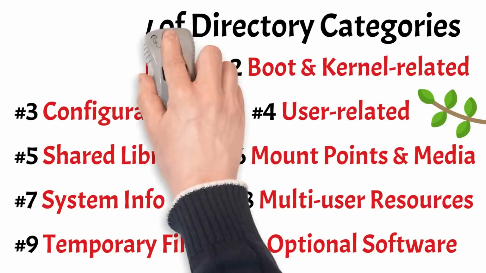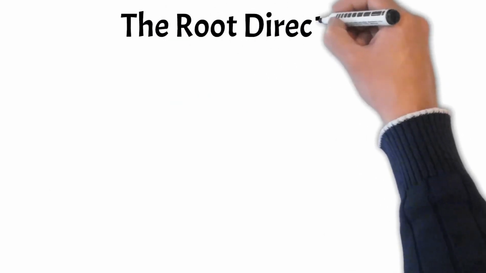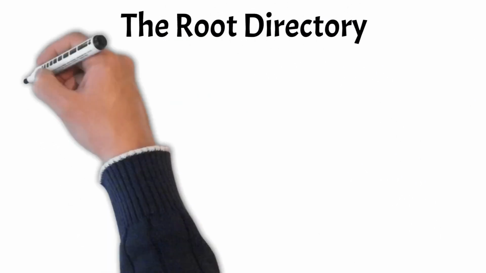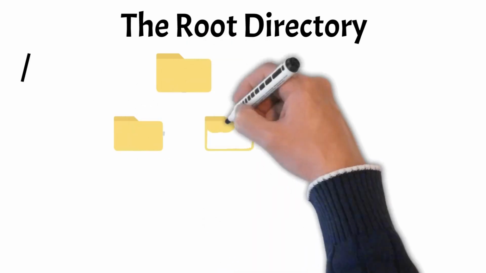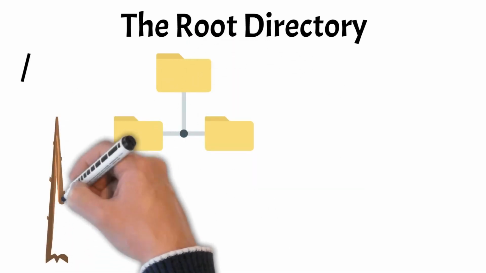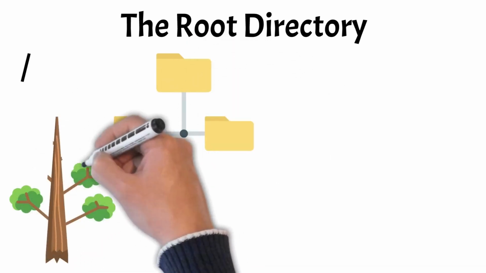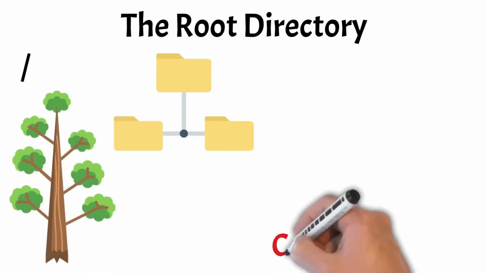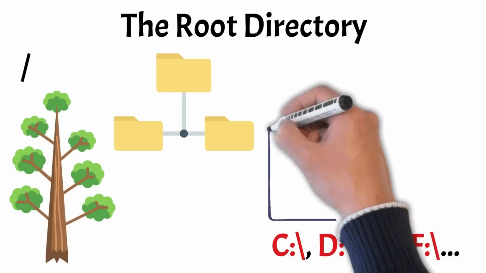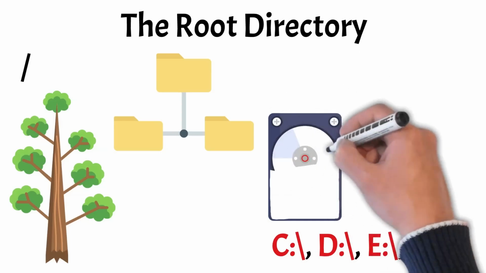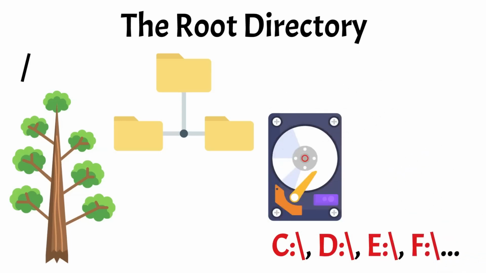In Linux, everything begins at the root directory, represented by a single /. It's the top-level folder from which all other files and directories descend. Think of it like the trunk of a tree. Unlike Windows, which uses separate drive letters, Linux has a single unified file system, and everything connects back to root, including external drives and partitions.